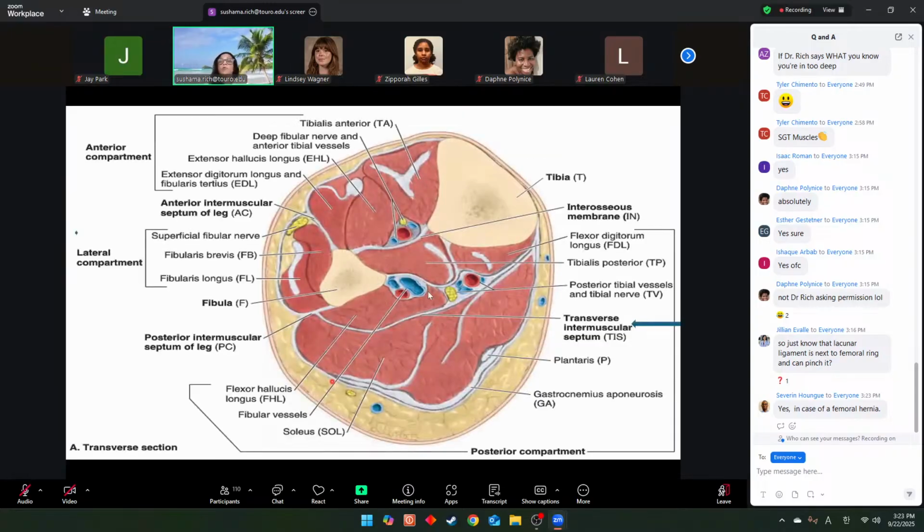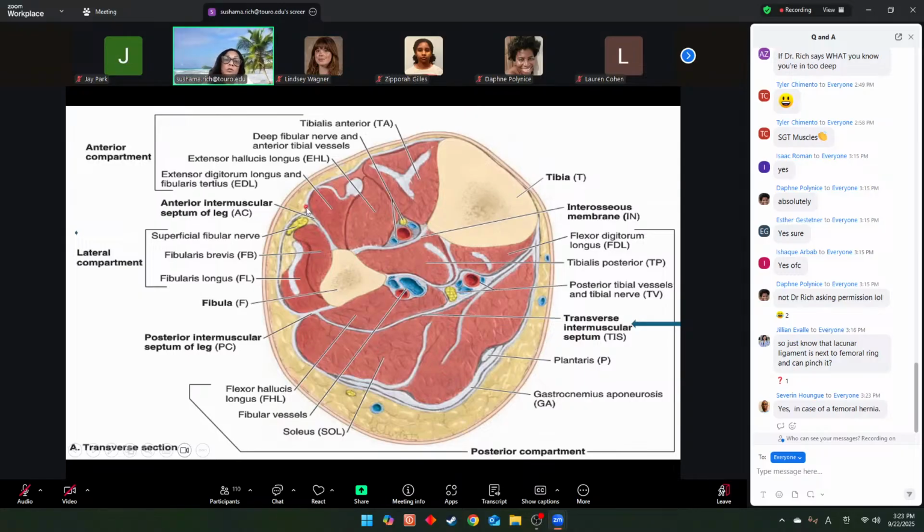This is a popular question that often is asked, this cross section. This is the one cross section that's sometimes asked. This is the cross section of the leg, where now we've come down to the leg. This is the tibia, the larger bone. Here's the fibula. This is the interosseous membrane.